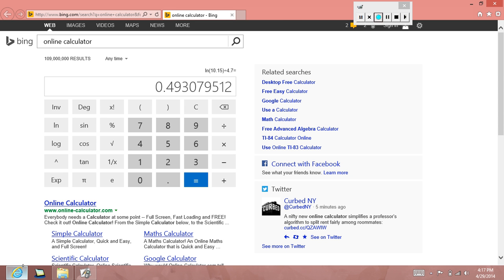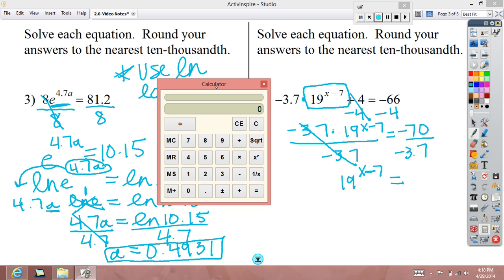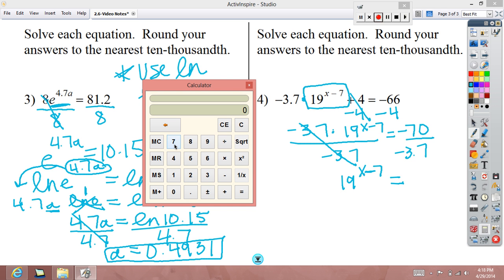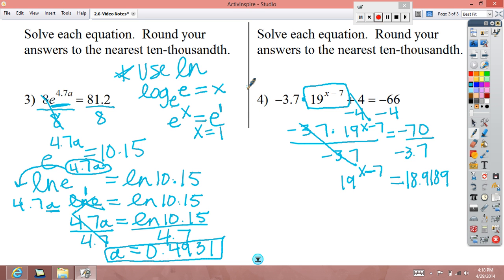Where's the negative on here? I should have planned for that. Alright, let's use this one. Okay, negative 70 divided by negative 3.7 equals, okay. So I'm going to round into the 10,000 just to try to get this as accurate as possible. So 18.9189. Okay? So same idea here.